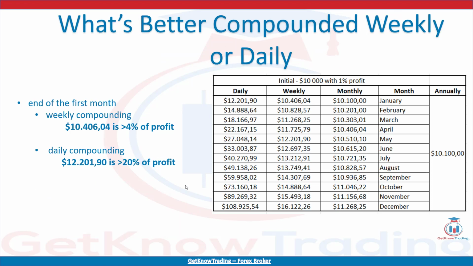What's better, compounded weekly or daily? Let's compare weekly compounding and daily compounding. At the end of the first month, we would have 4% of return on weekly compounding. If we check daily compounding at the end of the first month, we get this. So the daily compounding with more than 20% of profit is better than weekly compounding with more than 4% of profit at the end of the first month.